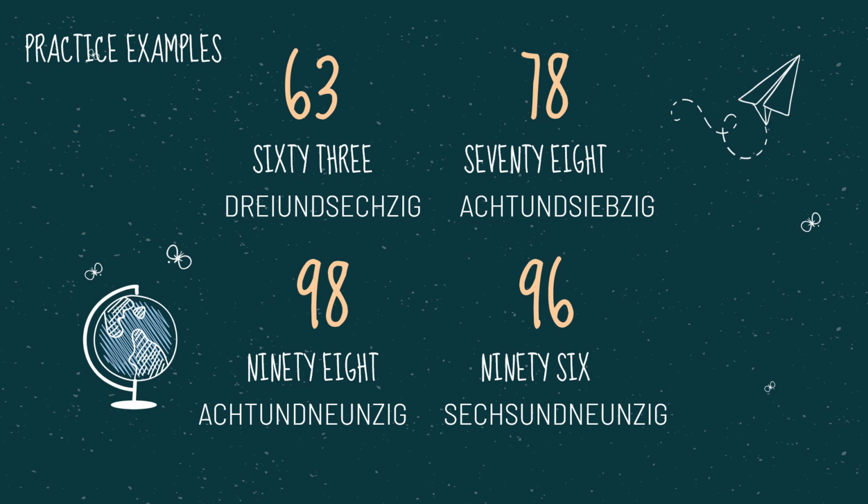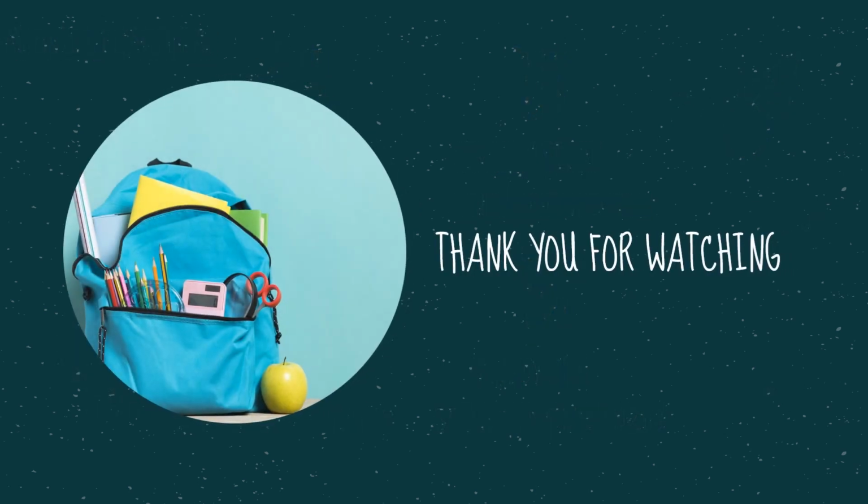78 would be achtundsiebzig. 98 would be achtundneunzig. 96 would be sechsundneunzig. These were the basic rules and basic number system in the German language.